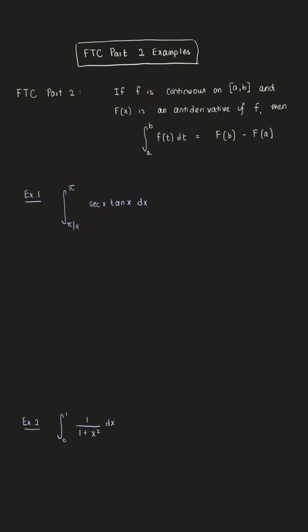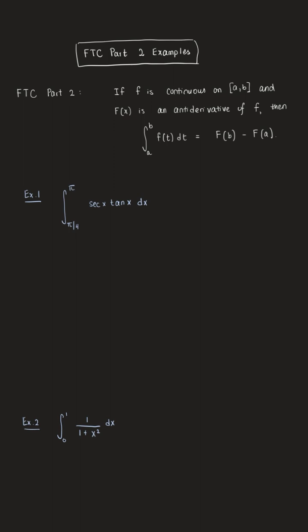Okay, let's do a few examples applying the fundamental theorem of calculus. We will be using this theorem throughout the entire Calculus 2 course from now on. So we'll start with some functions that we're integrating whose antiderivatives are very straightforward to find, and then we'll learn some antidifferentiation techniques throughout the course. Okay, so let's start with the integral from pi over 4 to pi of secant x tangent x.